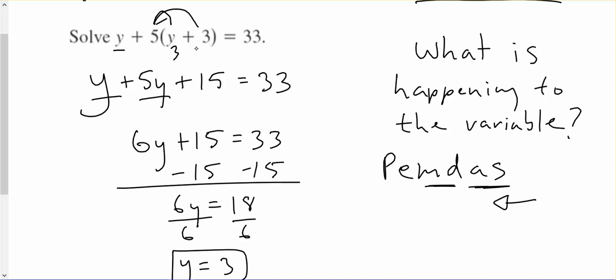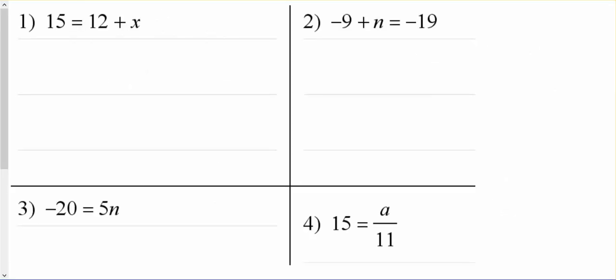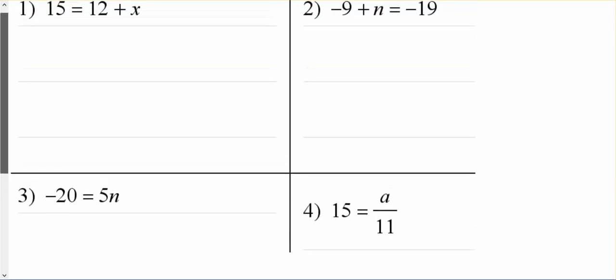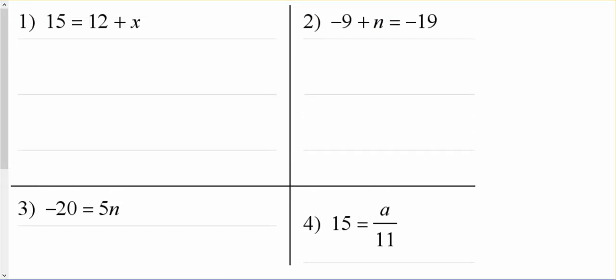So why don't you guys try and do these? This is a little bit different. My 12 is in front. This is the exact same problem as if it said 15 equals x plus 12. It's the same thing, so don't get confused here. So we're adding 12 and x together. So what undoes adding 12 and x together? Subtracting 12. So here I say x equals 3.